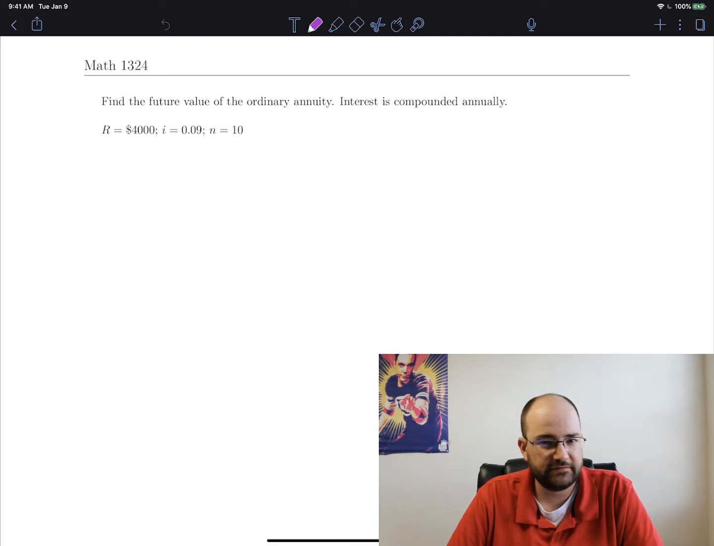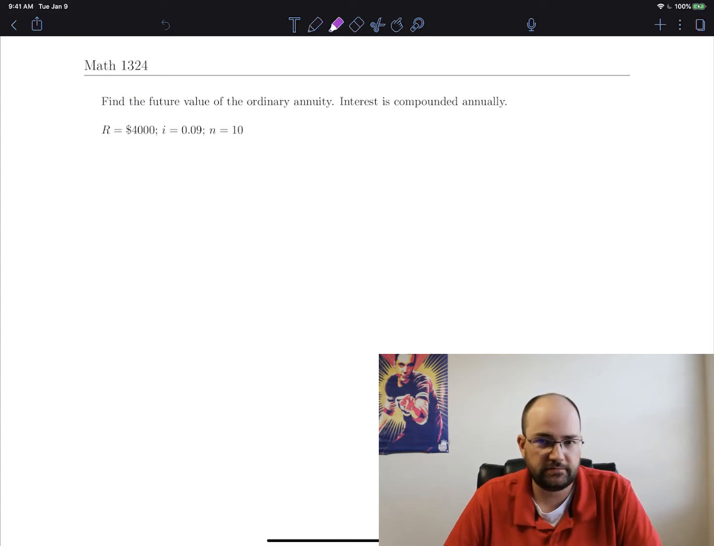This is Chapter 5, Section 2, Example 2. In this example, we want to find the future value of the ordinary annuity, and interest is compounded annually. R is $4,000, I is 0.09, and N is 10. And that's all we're told. It doesn't seem like enough, but it is.